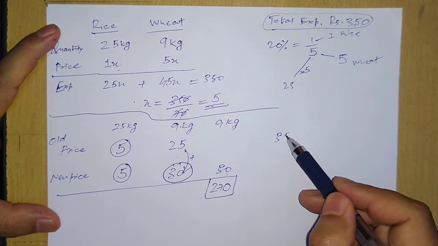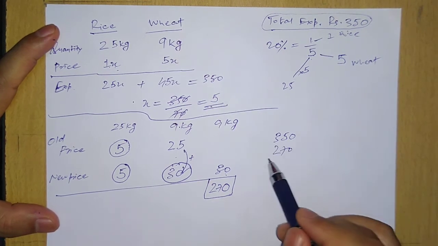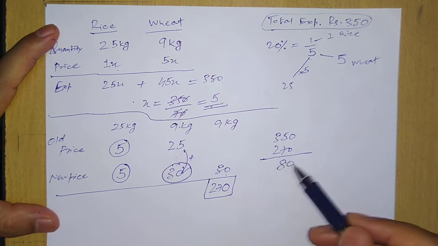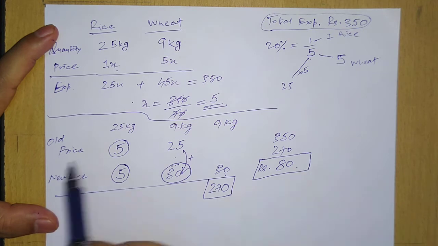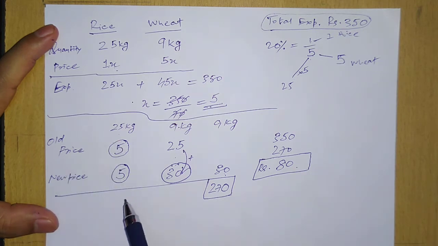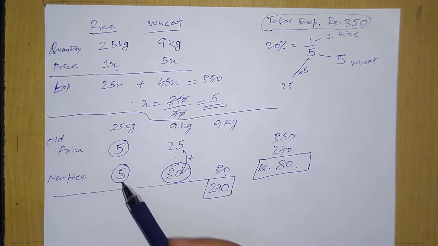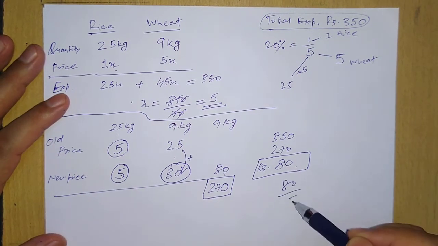Now total expenditure is how much? 350. So 270 spent on wheat. So we are left with how much? 80 rupees. Now this 80 rupees which is left, this is spent on rice. Now the price of rice has not changed. It is rupees 5. So in 80 rupees, how much rice can we buy? So we will divide 80 by 5.